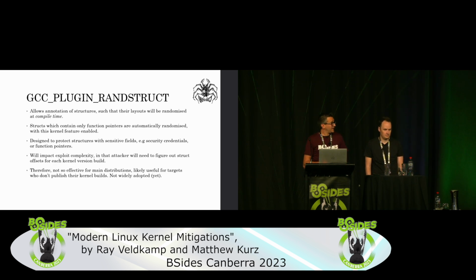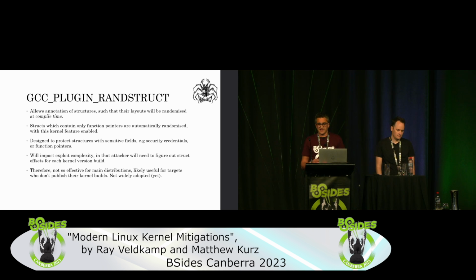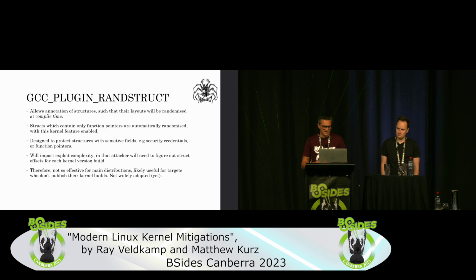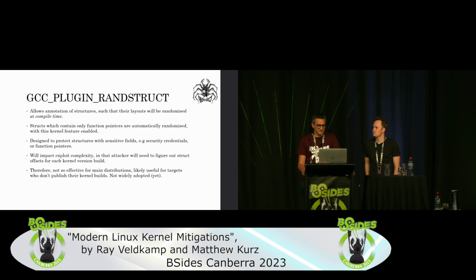So they came up with this GCC plugin, randstruct, as a mitigation. What this does is allow a developer to annotate a structure so that the layout of that struct will be randomized at compile time. When this is enabled, structs with only function pointers in them are automatically randomized. This is designed to protect structures with sensitive fields, like I mentioned on the last slide.